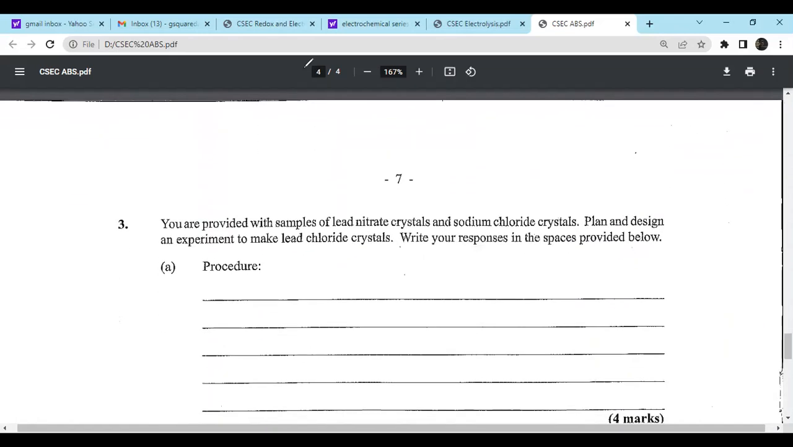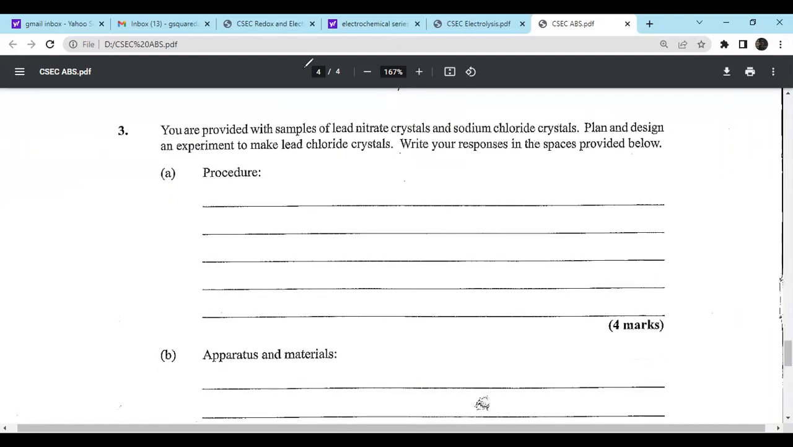And then that's that. Now you are provided with samples of lead nitrate crystals and sodium chloride crystals. Plan an experiment to make lead chloride crystals. Write your responses in the spaces provided. So you are trying to make lead chloride. The first thing you need to do is determine if lead chloride is soluble or insoluble.